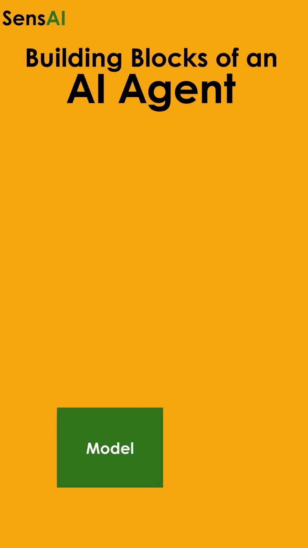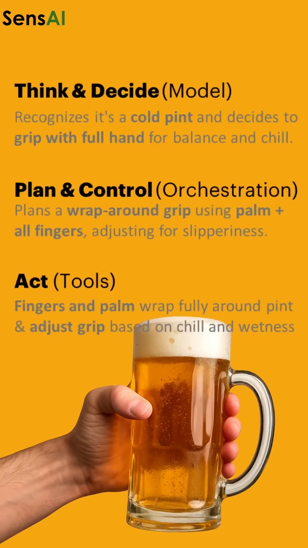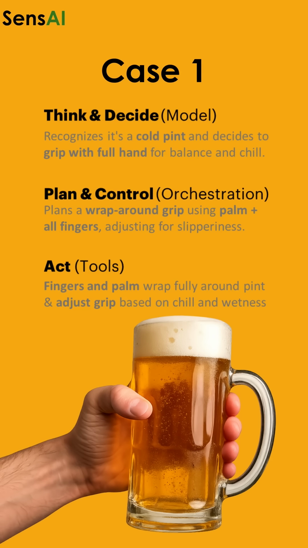That might sound a bit like jargon, so let's take two cases. Case 1, you're holding a pint of chilled beer with your palm. And in case 2, you're holding a hot cup of coffee. Let's say you're about to grab a chilled pint of beer. First, your mind recognizes that it's cold. You think and decide to use your full hand for a steady grip. Then, you plan and control the movement, wrapping your fingers in your palm, adjusting based on the chill and slipperiness. Finally, your hands act. Your palm and fingers grip the pint just right.